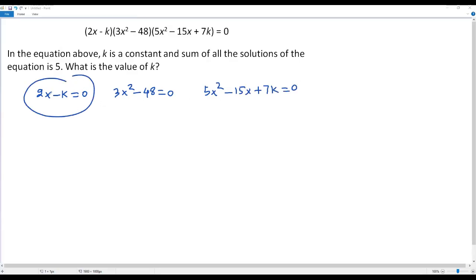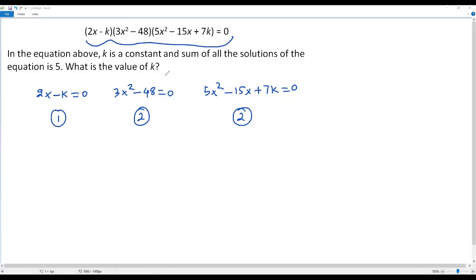The first one is linear because the degree of this equation, the largest exponent of the variable x, is 1. So it's a linear equation, and solving it, I'll be getting only one solution. This one is a quadratic equation because the degree is 2, and I'll be getting two solutions if I solve it. And this one is also a quadratic equation because the degree is 2, so I'll be getting two solutions from this equation. Anyways, one solution from this one, two solutions from this one, and two solutions from this one. In all, I have 5 solutions for the given equation, and the sum of all the 5 solutions is equal to 5. Okay, here what we need is the sum of all the solutions.